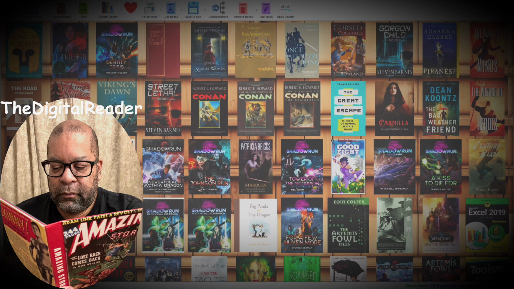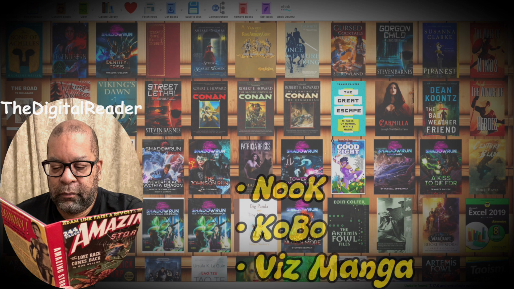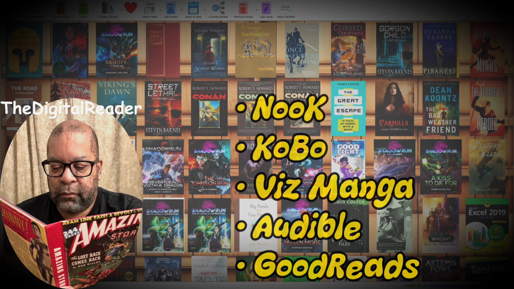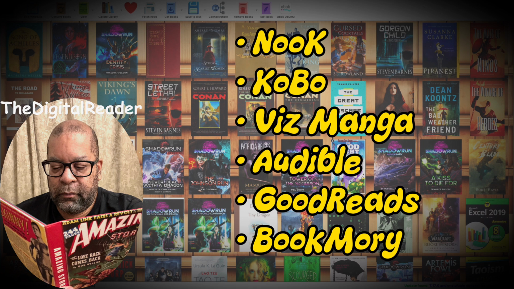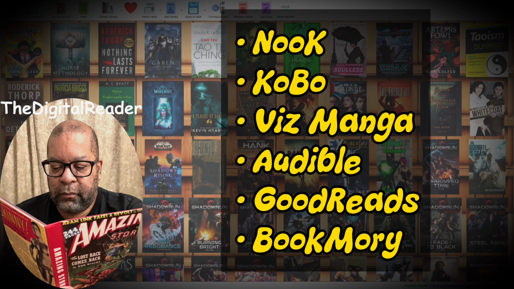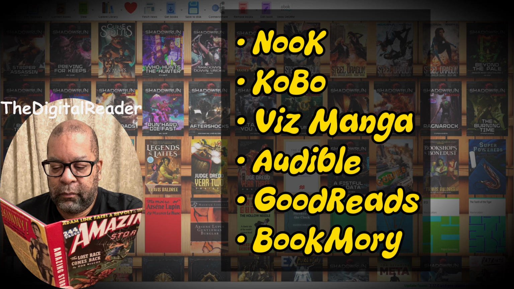So the apps that I'm going to be showing today are the Nook app, the Kobo app, the Viz Manga app, Audible, Goodreads, and BookMory. I'll go into each app a little bit and show you what my settings are for my e-reader, whether I'm using the best setting for reading or the best setting for animation. I didn't choose to do any videos because really, who's going to use this device for videos?